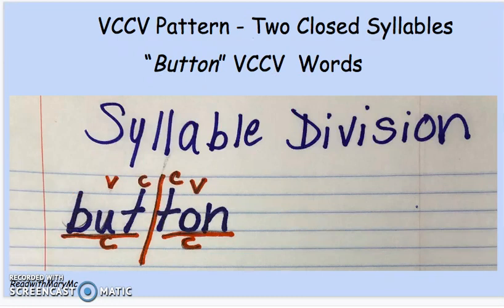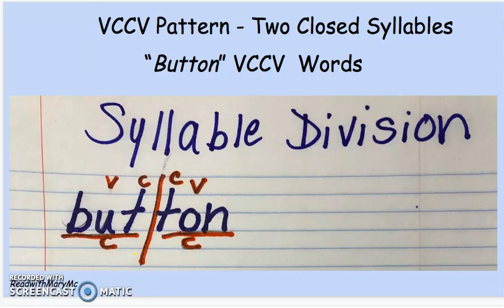Let's begin with the word button, and let's pretend that you don't know how to read this word. So how would we decode this word if it's unfamiliar? Well, first, we would begin by identifying and labeling the vowels in this word. So I know that U and O are the vowels in this word, and so I would label each with a small V over the vowel.